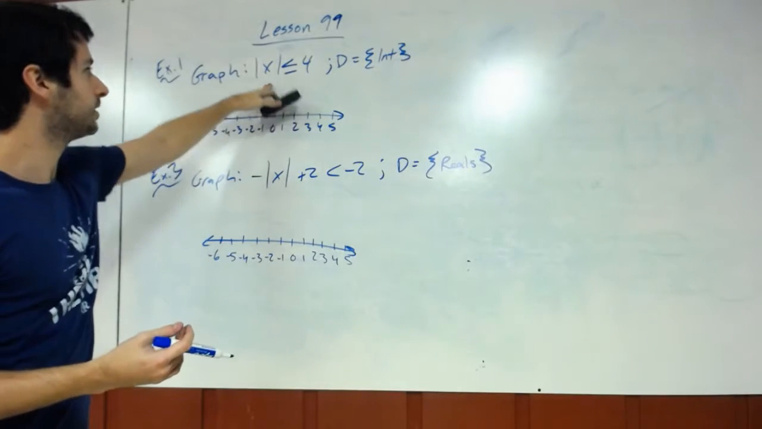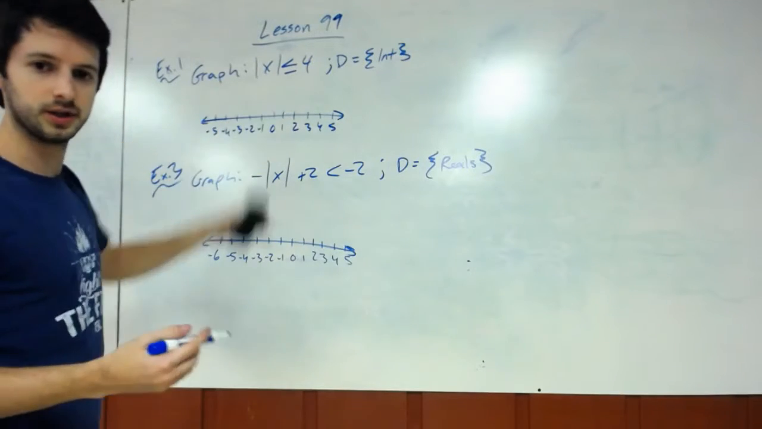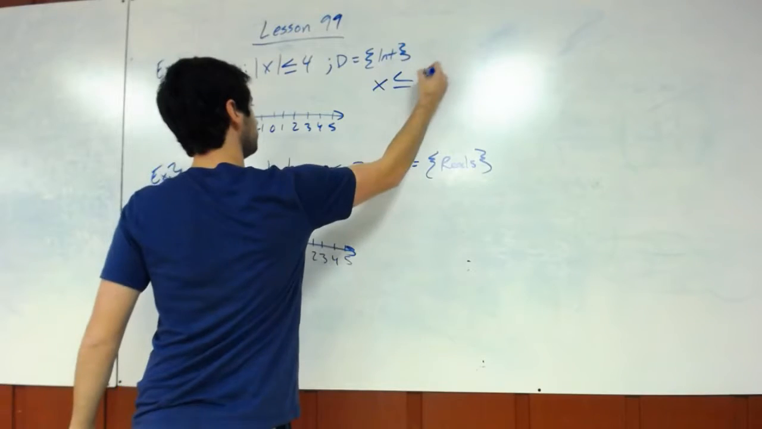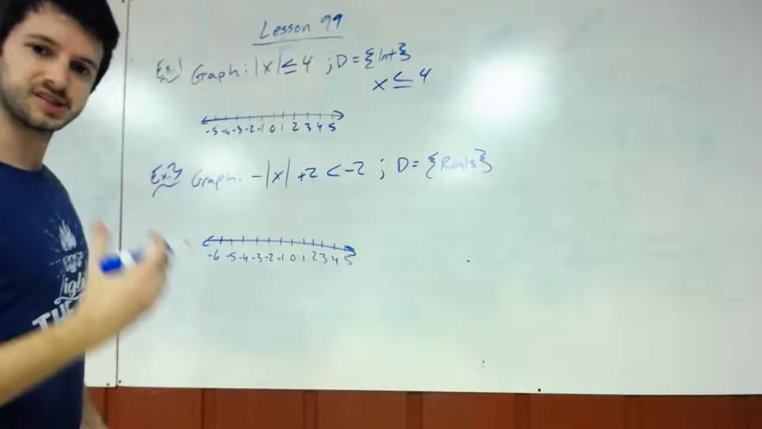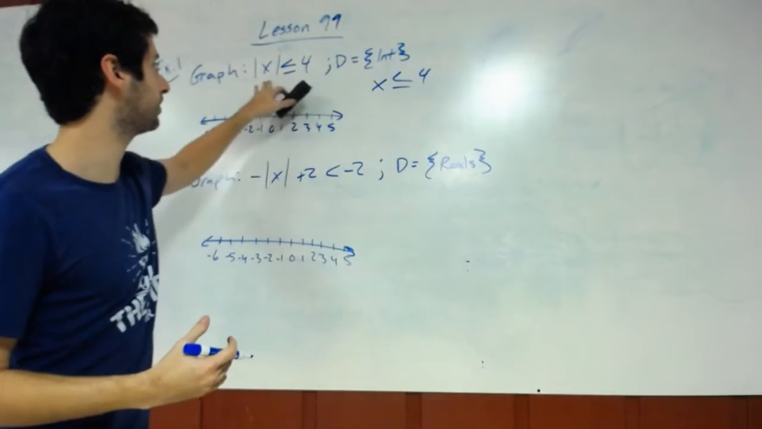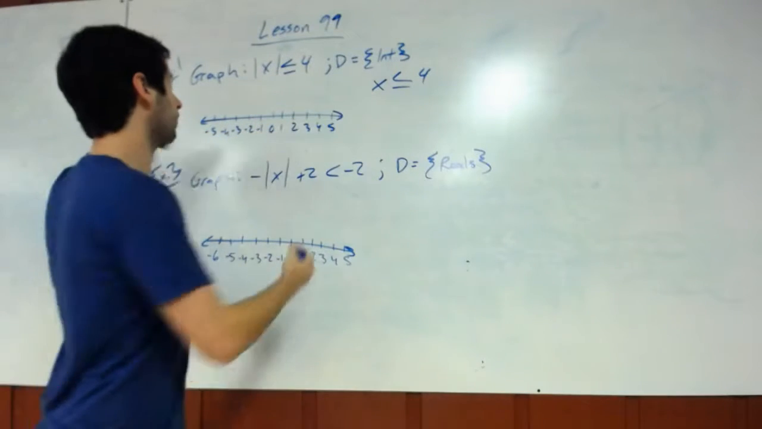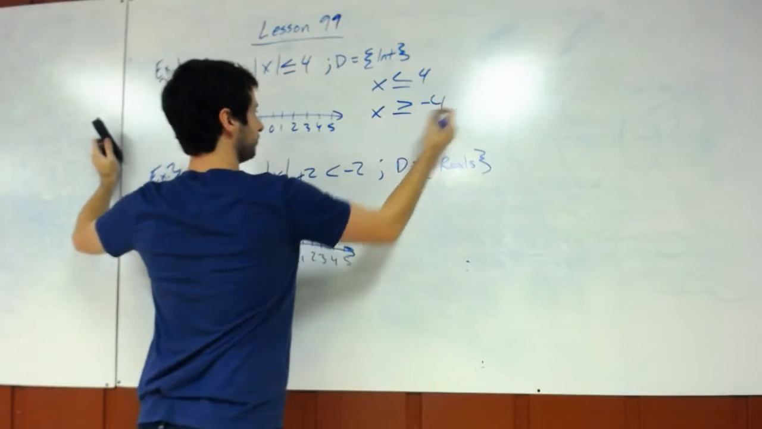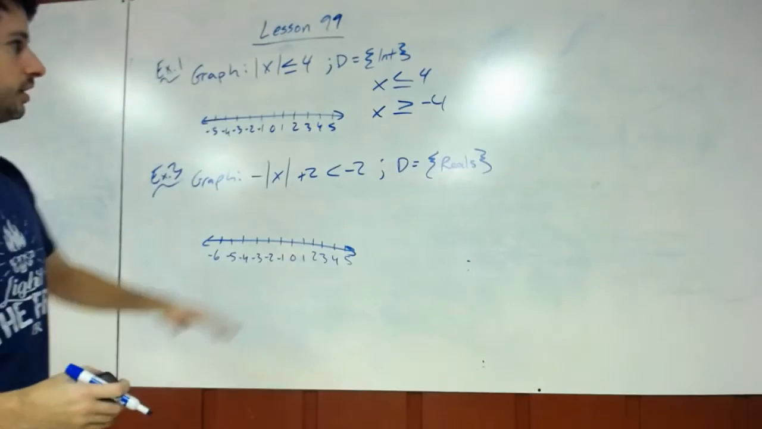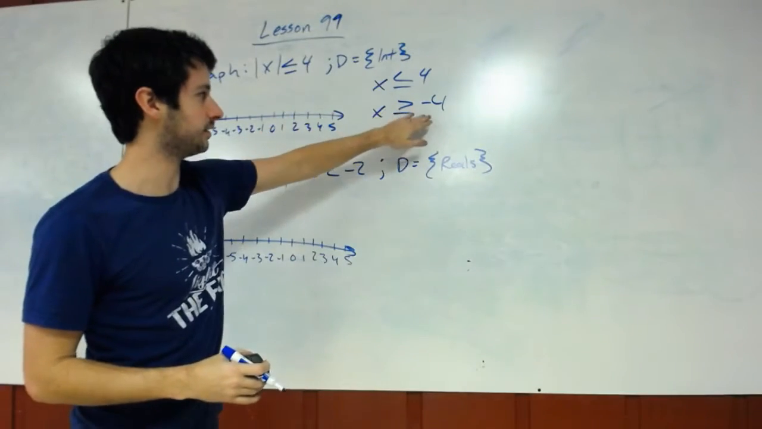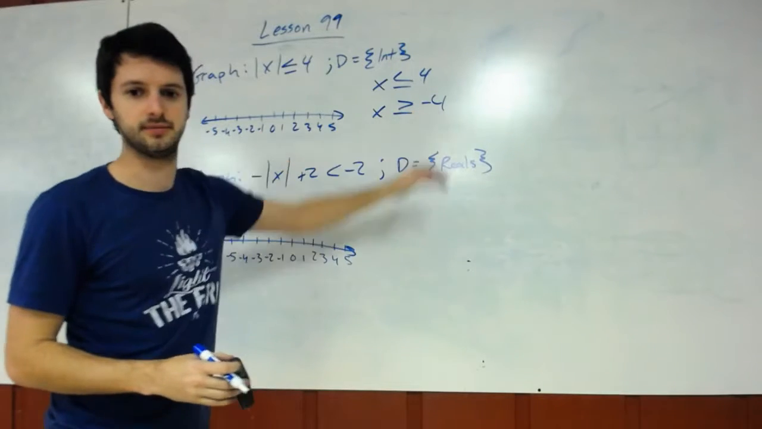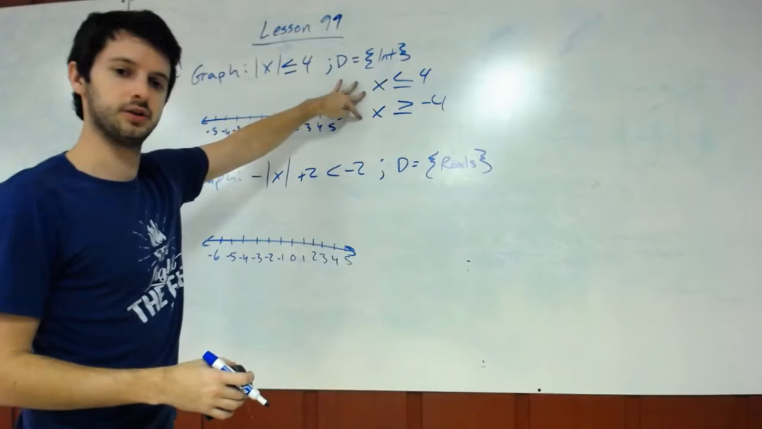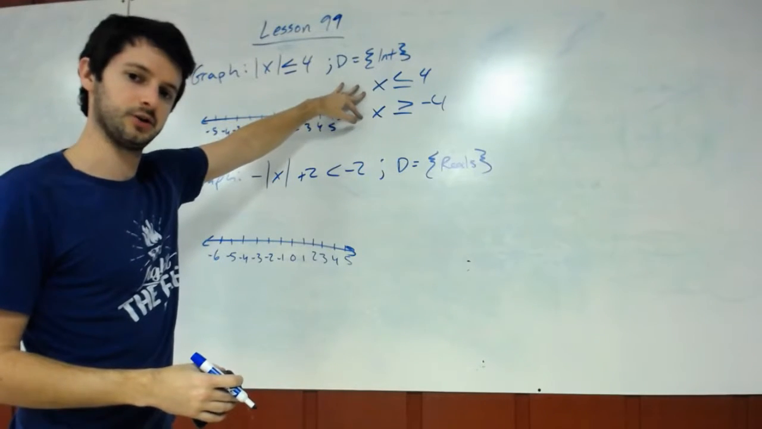So what you're going to do in these is break it down to be x is less than or equal to 4. And if it's absolute value, you can say, or x is greater than or equal to negative 4. All right? So you basically flip the sign and switch the sign when you have absolute value. That is generally the principle you use when you are graphing absolute value inequalities.